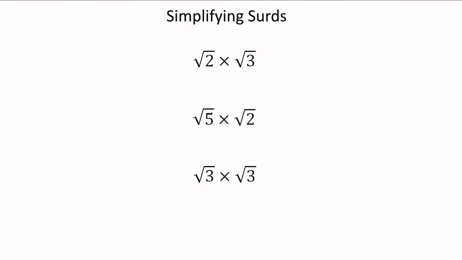So surds have multiplication and division rules, and we're going to be looking at that very quickly. So we have the square root of 2 times the square root of 3.